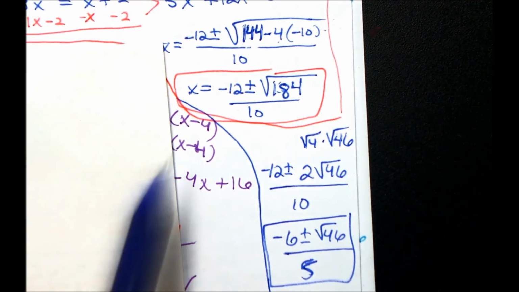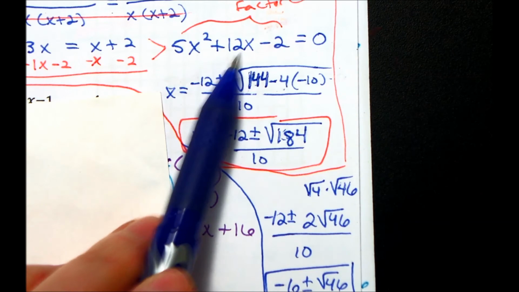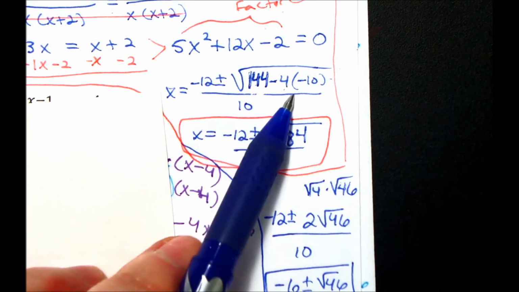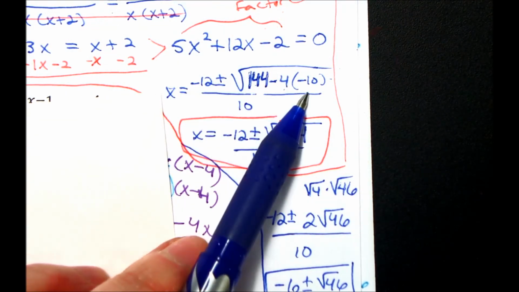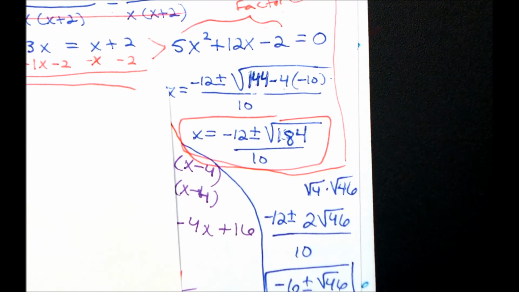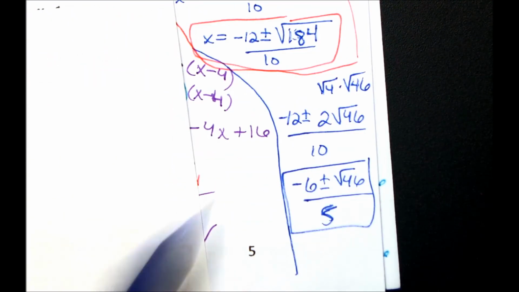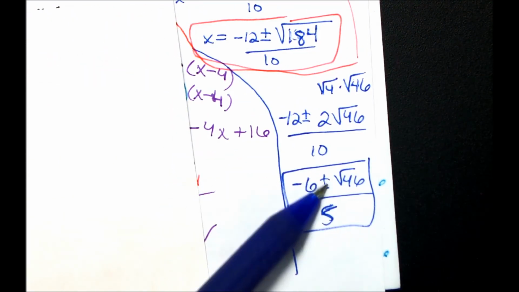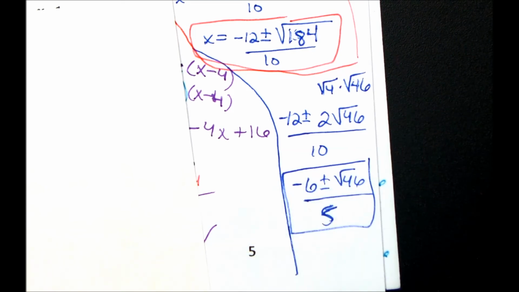So sorry about that mistake. Yeah, so that b squared would be 144 minus 4ac, which would be negative 10, and then we simplify from there. So the answer should be negative 6 plus or minus square root of 46 over 5.